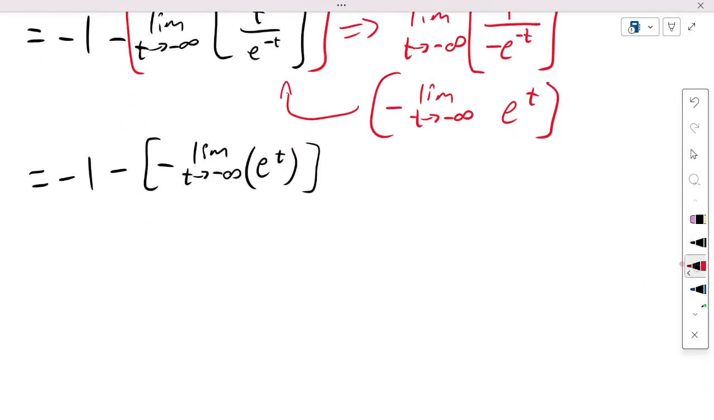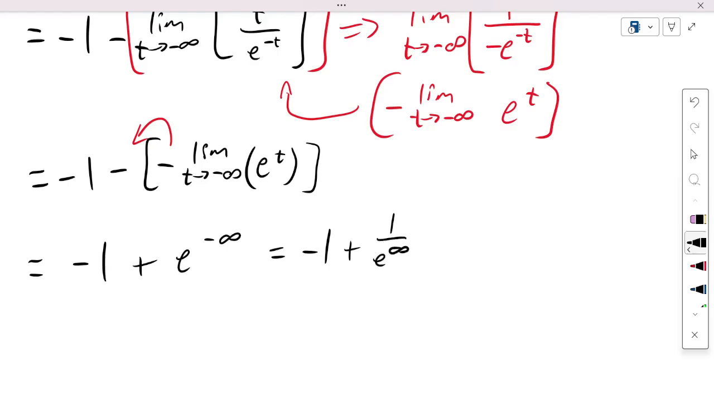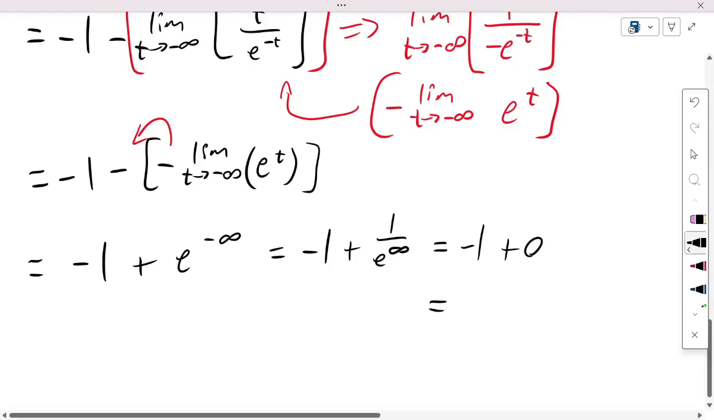And what do we notice here? The negatives will multiply each other such that they cancel. This will be negative 1 plus the limit as t approaches negative infinity of e to the t. We can just write this as e to the power of negative infinity, and then therefore we can actually write this as negative 1 plus 1 over e to the positive infinity, and therefore we know that this is going to be equal to 0. So this is negative 1 plus 0, where the answer will be equal to negative 1.